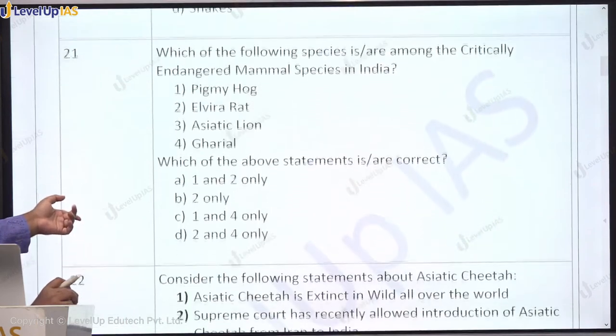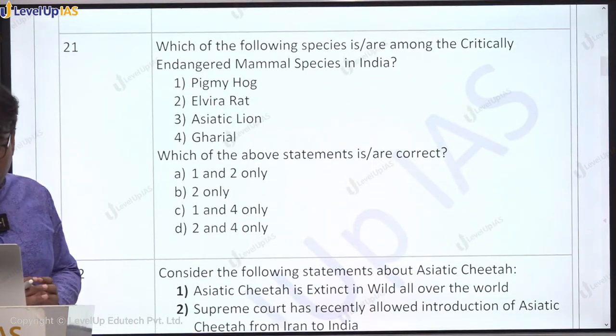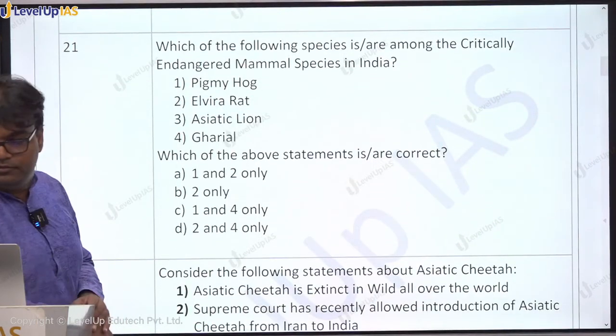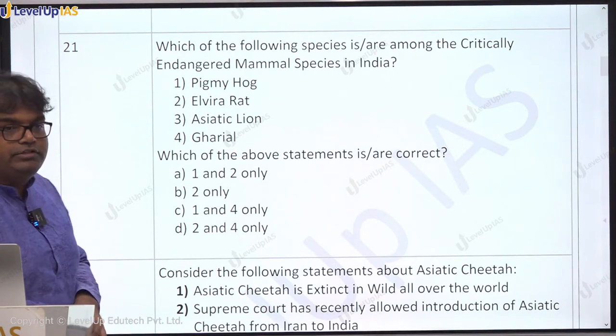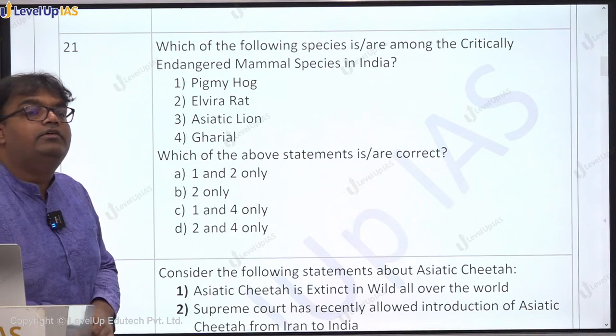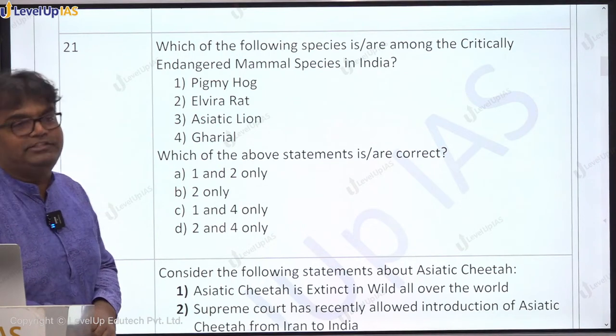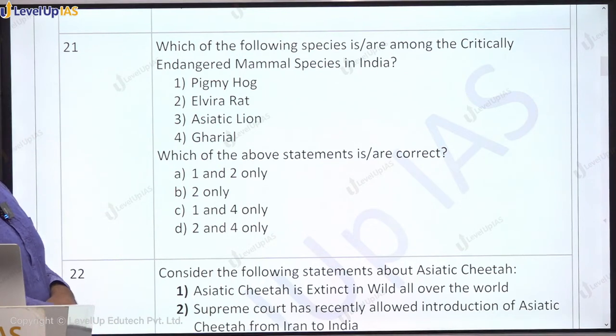Question number 21. Which of the following is... Nahi. Lakshmi. B. Decide kar lo. Everyone quiet. Let Lakshmi give it an attempt.